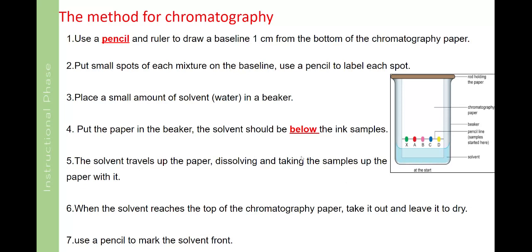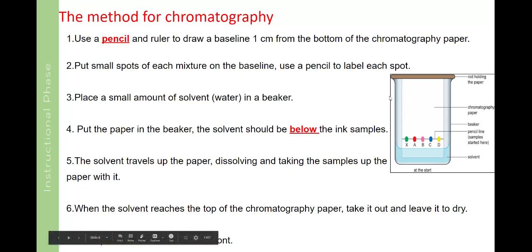Now, once you've put your chromatography paper in the beaker and the solvent is touching the bottom of the paper, the solvent starts to travel up the paper, it dissolves the samples, and it will carry them up the paper with it. And any components will be separated out based on their solubility. Anything that's less soluble will be lower down on the paper, anything that's more soluble will be higher up.